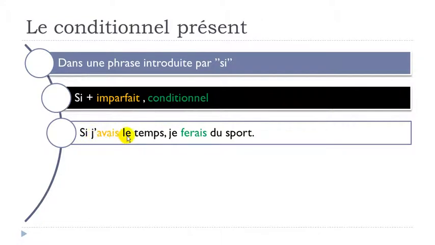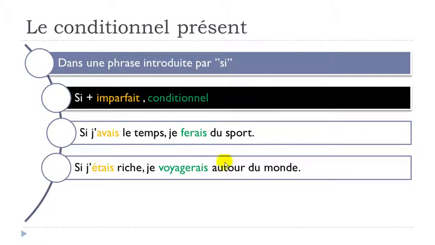Okay, so let's take one example. Si j'avais le temps, je ferais du sport. So si j'avais le temps, so if I had, it's the same in English. Time, je ferais. Remember, it was faire, to do, but at the conditionnel form, du sport. Another example. Si j'étais riche, so riche, rich, était, it's to be, remember. Je voyagerais, voyager is to travel, autour du monde, around the world.